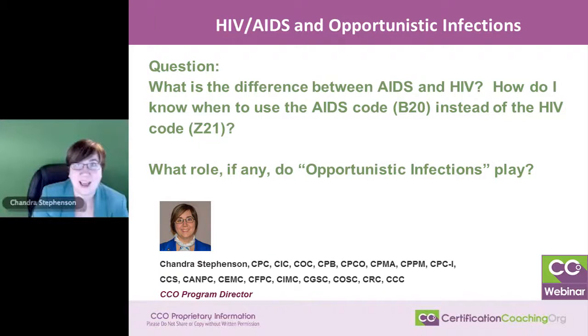HIV and AIDS and how opportunistic infections play into this. The question we actually received says, what's the difference between AIDS and HIV? How do I know when to use the AIDS code, B20, instead of HIV code Z21? What role, if any, do opportunistic infections play?